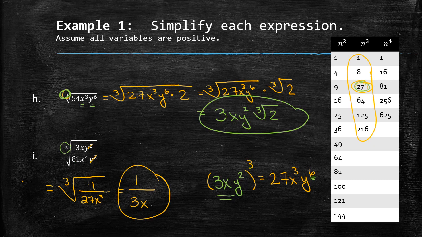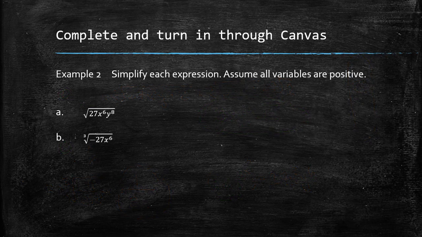Okay, good. These are the two that you are going to complete and turn in through Canvas. Okay, so in part A, you're going to simplify the square root of 27, x to the 6th, y to the 8th. And then in part B, we have the third root of negative 27, x to the 6th. Okay, good luck. Let me know if you have any questions.